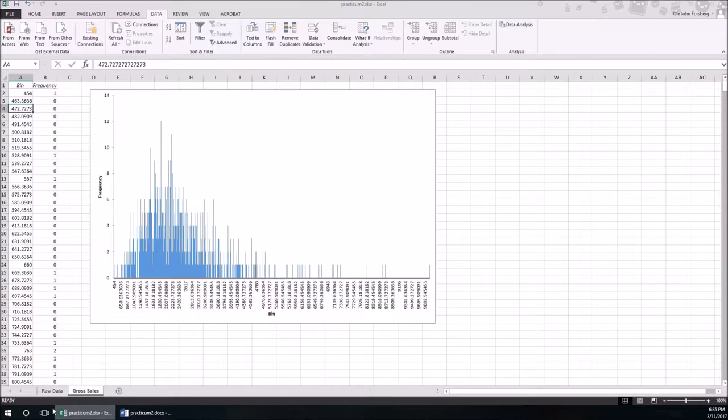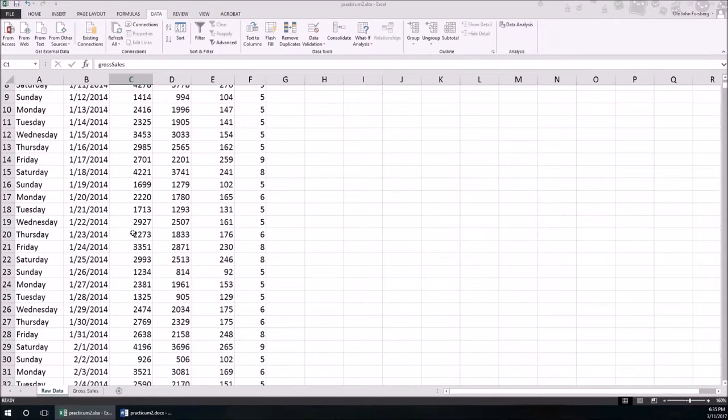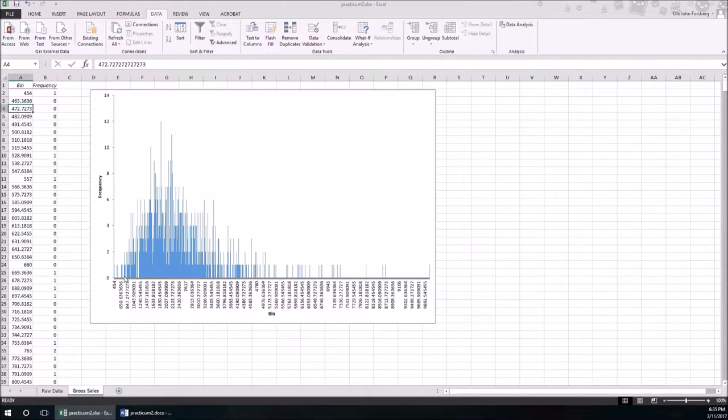Notice, however, that gross sales is a numeric variable. Since it's numeric and it's continuous, we know that it's got to be either uniform, an exponential, or normal distribution. A uniform would be a flat histogram. An exponential would start high and then always go low. A normal would have a little bump to it. Now notice this is not exactly normal because there's an upper tail to it, but normal seems to be the closest of the possible distributions for us.